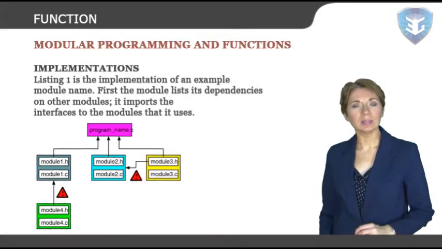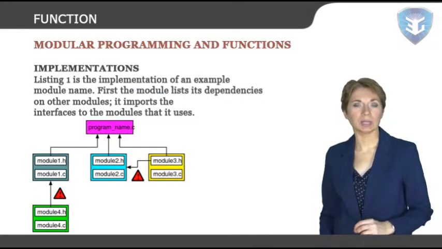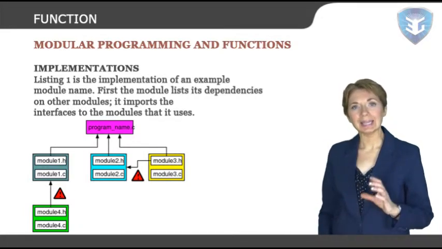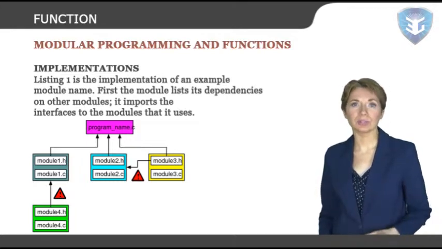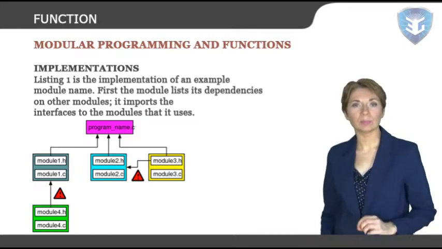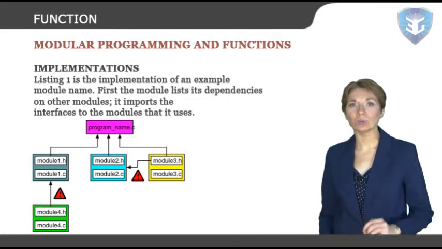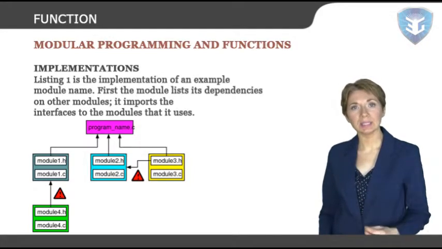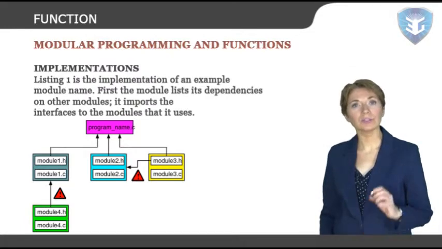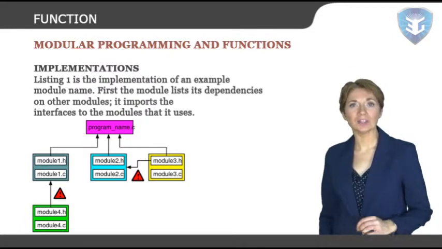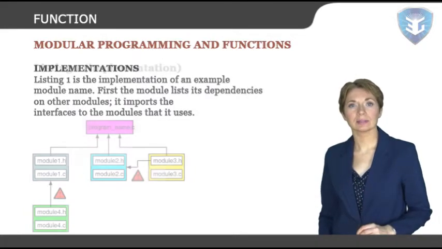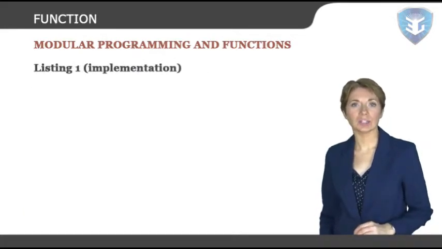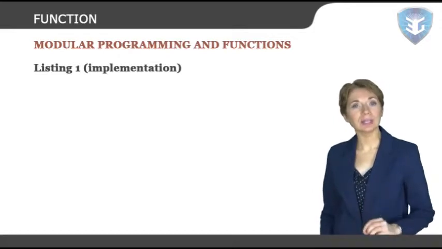Implementations. Listing 1 is the implementation of an example module name. First, the module lists its dependencies on other modules. It imports the interfaces to the modules that it uses. This is done with the C preprocessor #include directive. The module uses the modules X and Y. The implementation of Z also includes its own interface definition. This allows the compiler to verify that the module's implementation matches its advertised interface. Listing 1, Implementation. Look at the screen to understand the implementations.